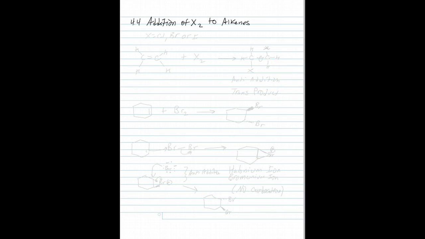Next reaction, addition of X2 to alkenes. Remember, X is chlorine, bromine, or iodine. Fluorine doesn't do any of these reactions, so we just ignore fluorine. What you might want to start doing is making a list of these reactions.